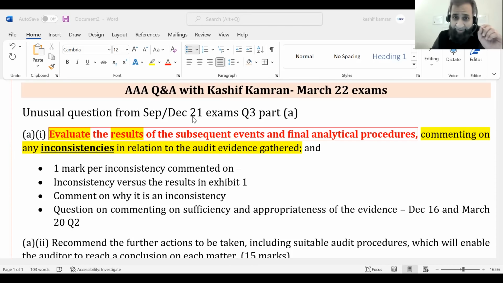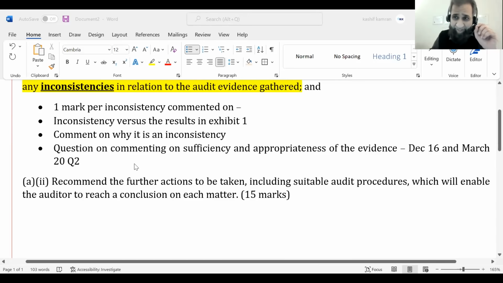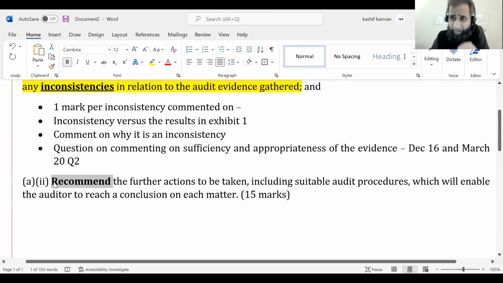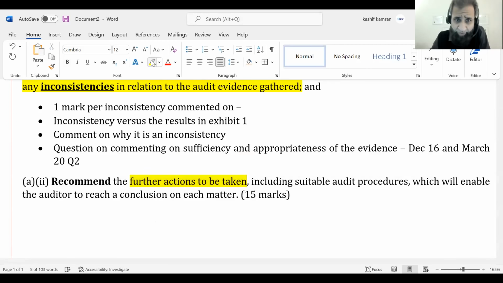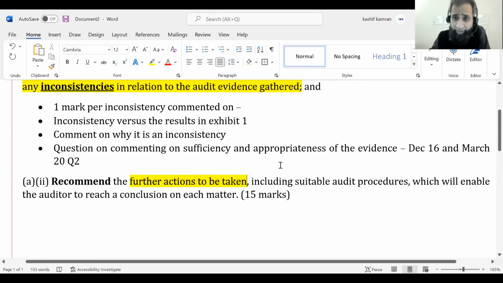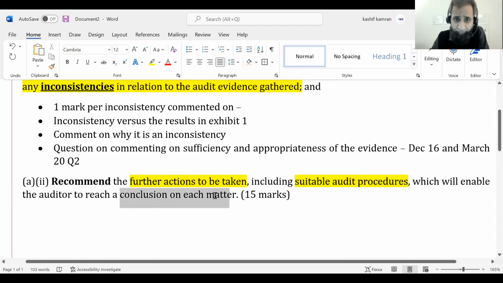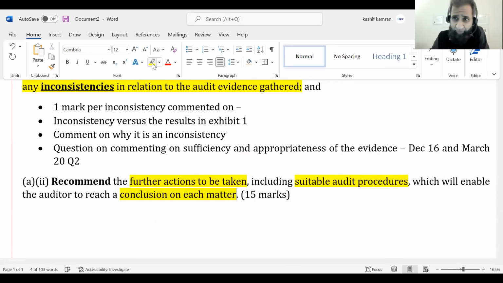Now look at the second part. The second part is more simple because at least you're getting something you do get in the AAA paper. Recommend. That means listing something. Recommend what? Number 1, further actions to be taken. So you are familiar with writing actions in the AAA paper, including suitable audit procedures. You are capable of writing procedures which enable the auditor to reach a conclusion on the matter. So how many matters are there in exhibit 1? There are so many matters given in exhibit number 1.